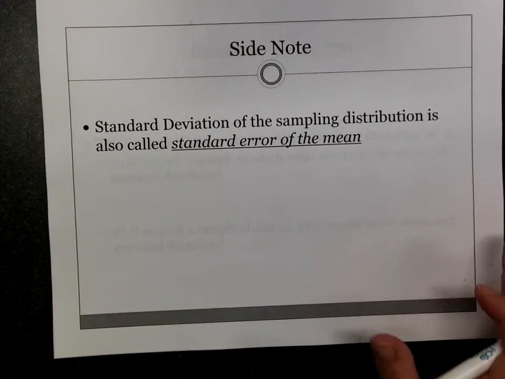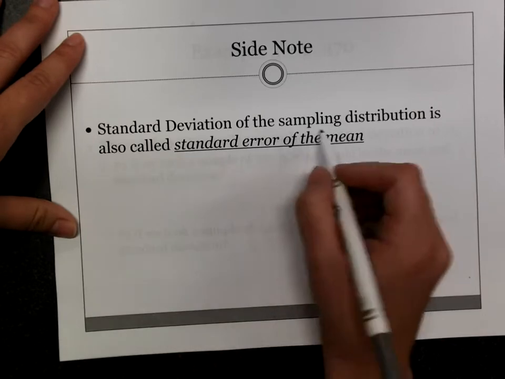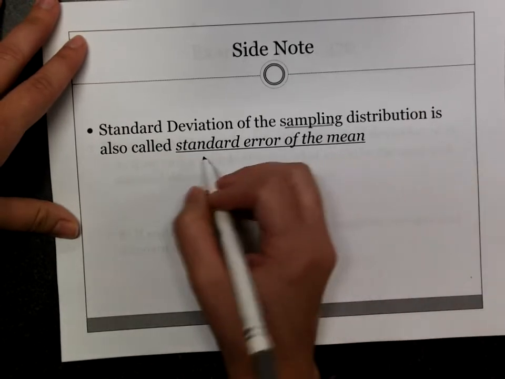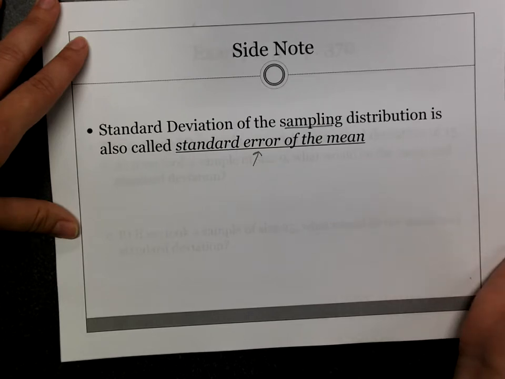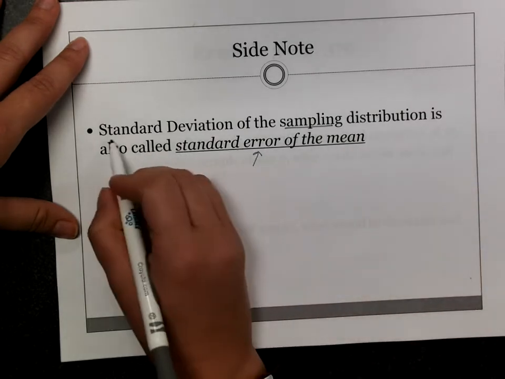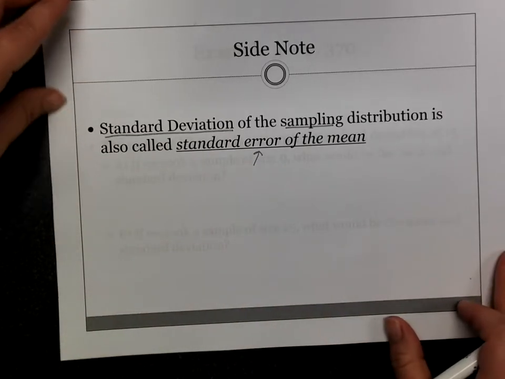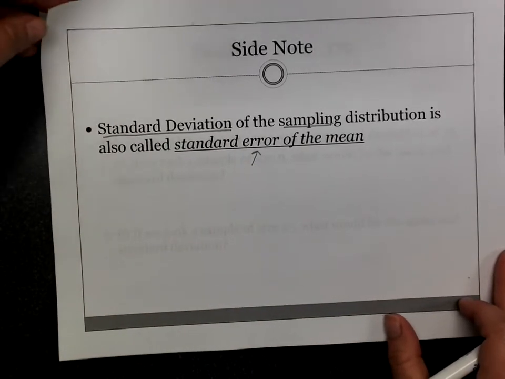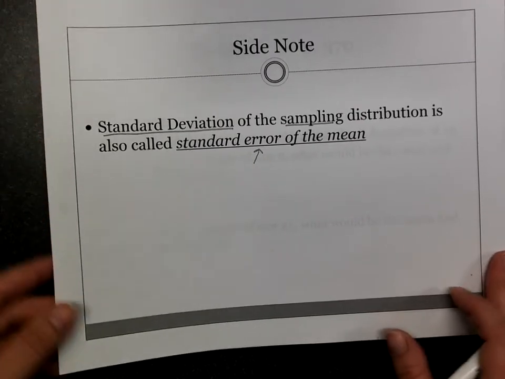So you're going to hear a new word moving forward in chapters 8, 9, and 10. The standard deviation for a sampling distribution is also called the standard error of the mean. So you might have heard the phrase margin of error, or give or take a certain amount of error. So if you hear standard error of the mean, that is the same thing as the standard deviation of the sample. So a new word, calling it standard error instead of standard deviation. So that's just a new expression.